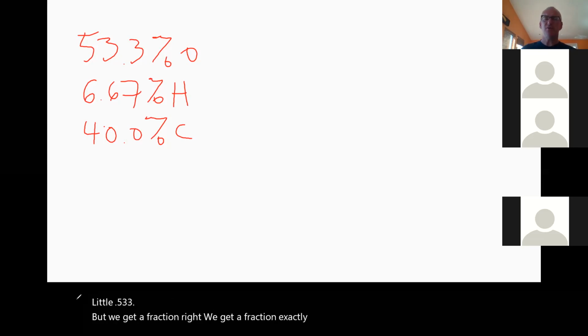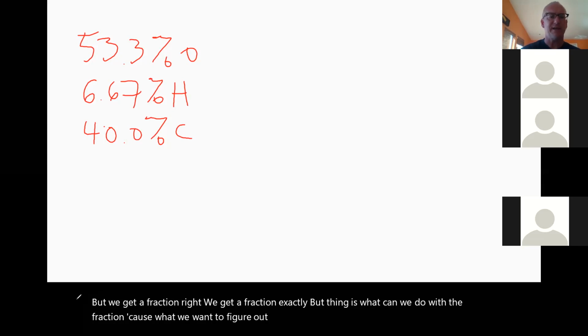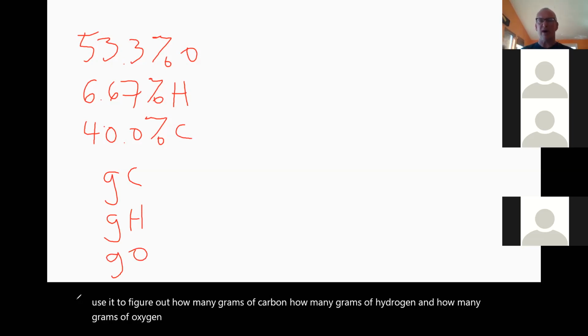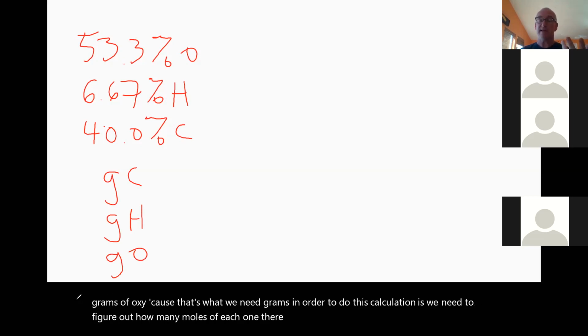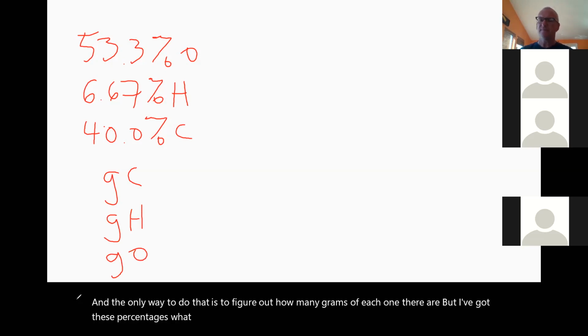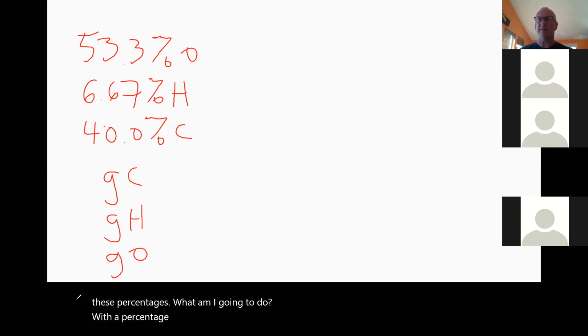The thing is, what can we do with a fraction? What we want is to use this information to figure out how many grams of carbon, hydrogen, and oxygen there are, because we need grams in order to do this calculation. We need to figure out how many moles of each one there are, and the only way to do that is to figure out how many grams of each there are. But I've got these percentages. So what am I going to do with a percentage? How am I going to convert that to grams? What would be a simple way to convert it to grams?